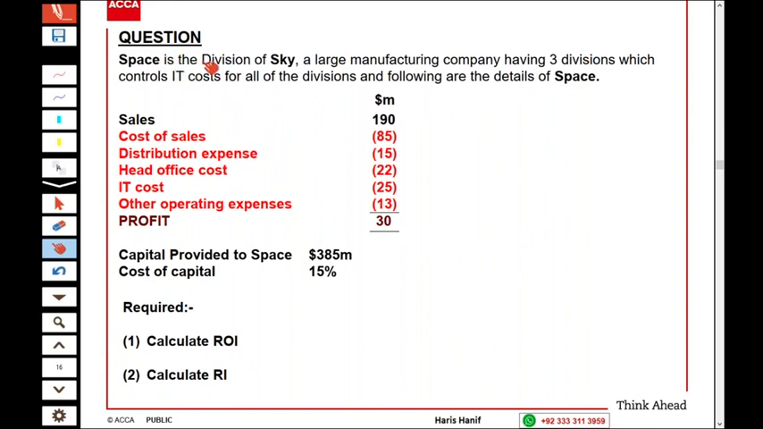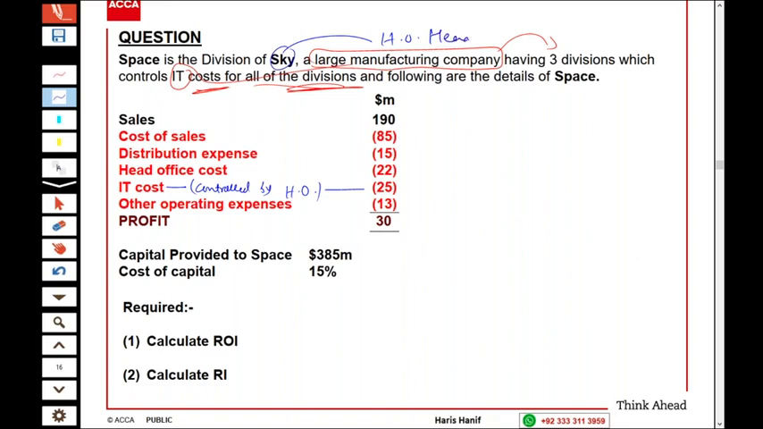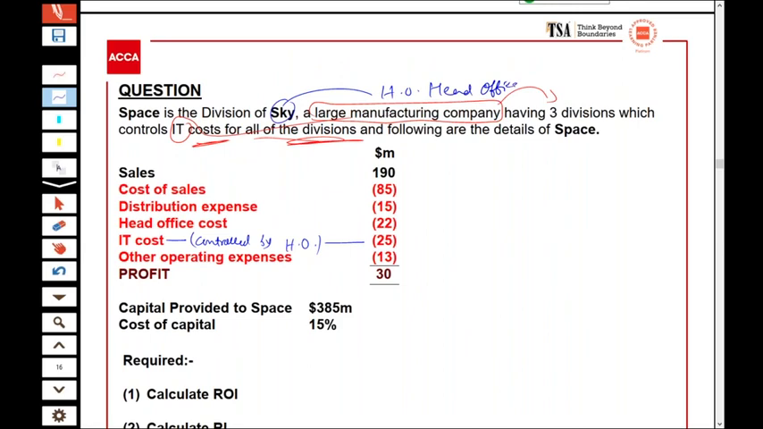I'm going to read the question. Space is a division of Sky, a large manufacturing company with 3 divisions, which controls IT cost for all of the divisions. That means the IT cost of 25 is not controlled by the division. Sorry, it's controlled by head office. Sky is head office. This IT cost is controlled by head office.